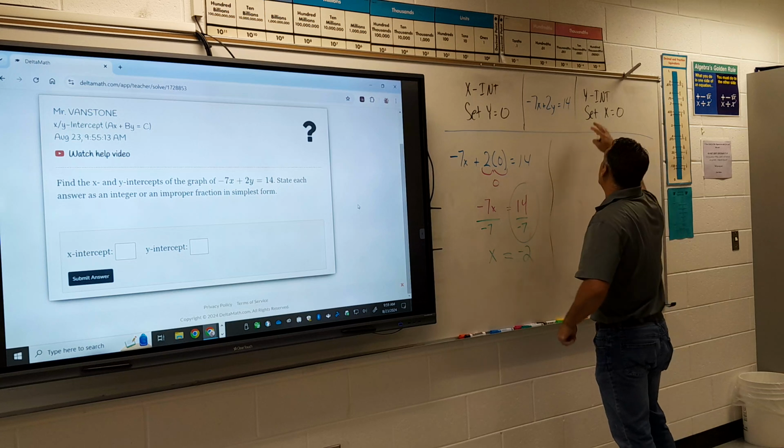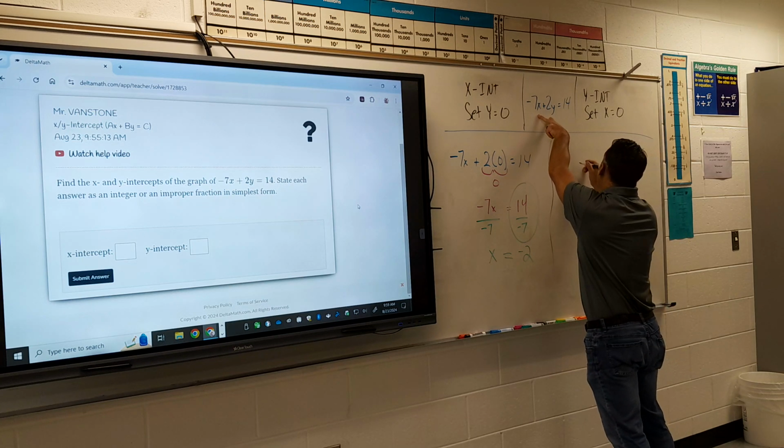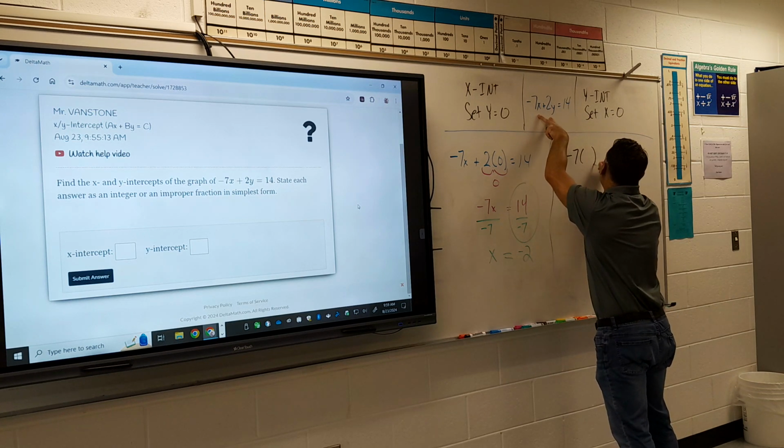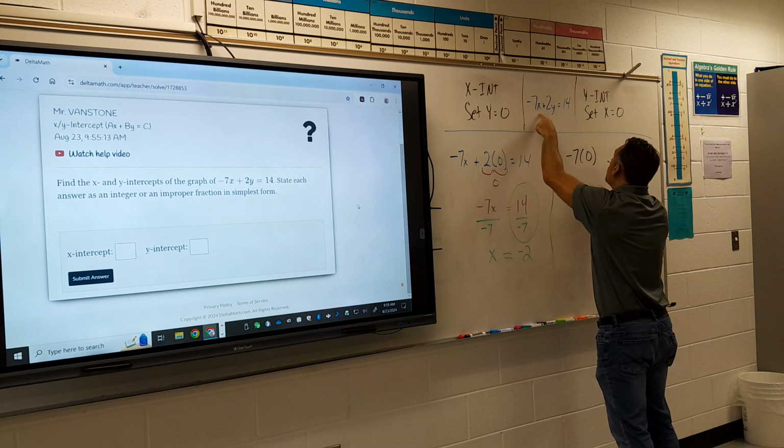So set the x equal to 0 here. So we've got this equation, -7, parentheses, there, that's where the 0 goes, because it says so right here.